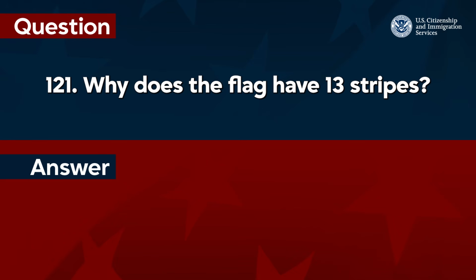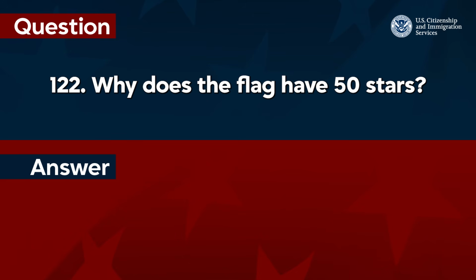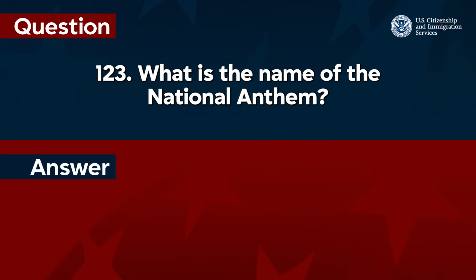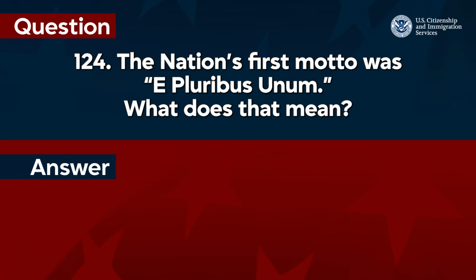Why does the flag have 13 stripes? Because there were 13 original colonies. Why does the flag have 50 stars? Because there are 50 states. What is the name of the national anthem? The Star-Spangled Banner. The nation's first motto was E pluribus unum. What does that mean? We all become one.